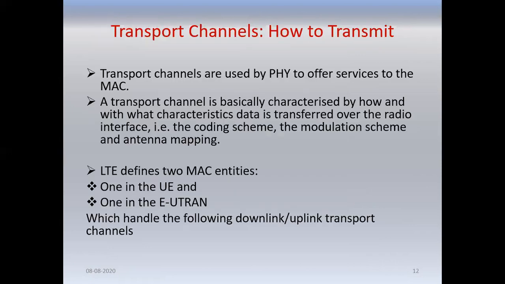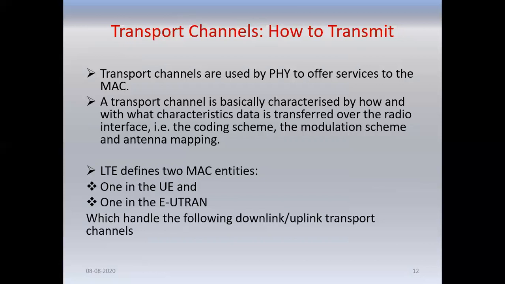So transport channels, how do they transmit? It is the physical layer which is sending the information from the MAC layer to the physical layer. Transport channels are used by the physical layer to offer service to the MAC. So it is acting as a master and slave. Transport channels are basically characterized by how and what characteristics of the data are to be transferred. So LTE defines basically two MAC entities, as I mentioned earlier. One is in the UE and the other one is in the UTRAN.